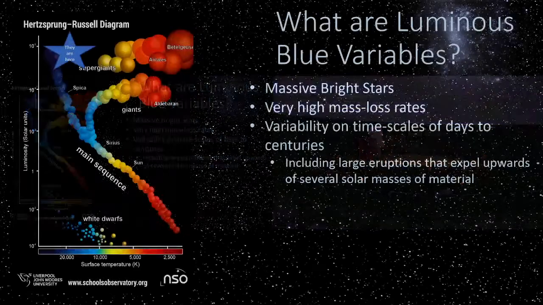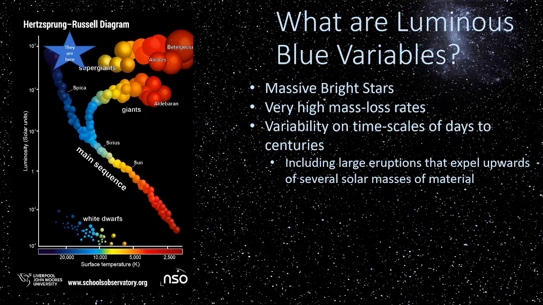stars. So starting with some background, luminous blue variable stars, or LBVs, are massive, bright stars. If we look at the HR diagram, we will find them towards the upper left. So these are the hot, really bright stars. They are also characterized by their high mass loss rates, which can be up to several solar masses of material. When we're talking about variability, this is the change of brightness over time, and these time scales for these types of stars can be from days to centuries.